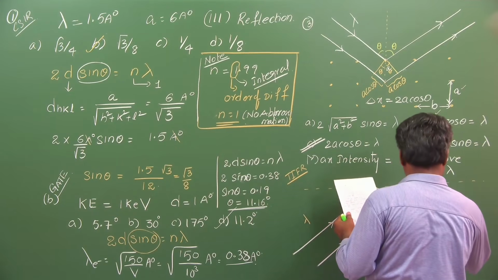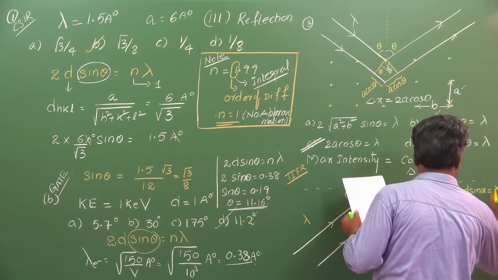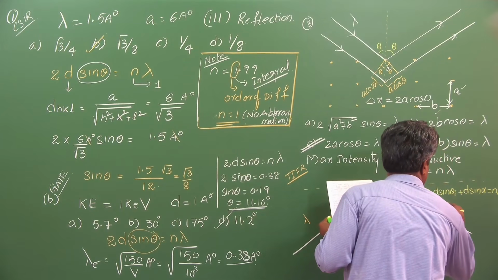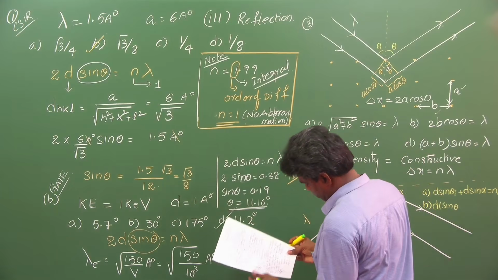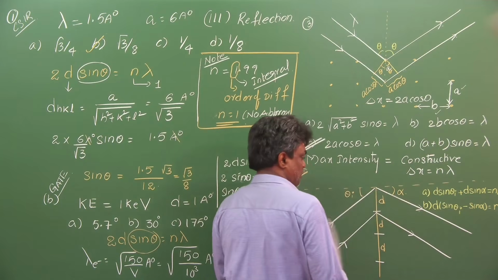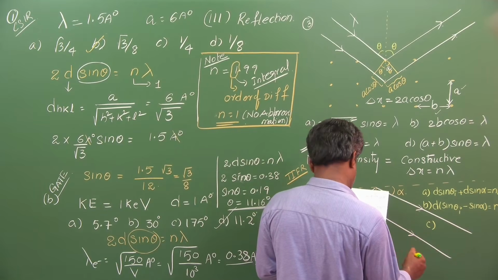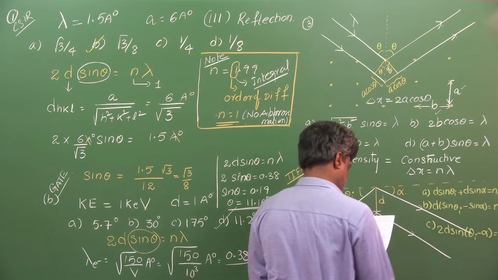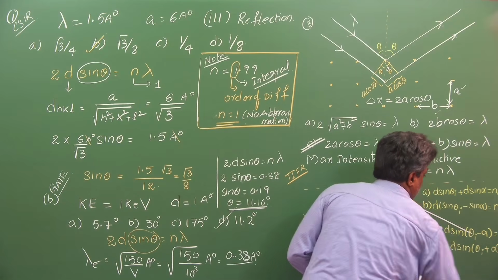Please take the options. Option A: d sin theta I plus d sin alpha equals n lambda. Option B: d of sin theta I minus sin alpha equals n lambda. Option C: 2d sin of theta I minus alpha equals n lambda. Option D: 2d sin of theta I plus alpha equals n lambda.